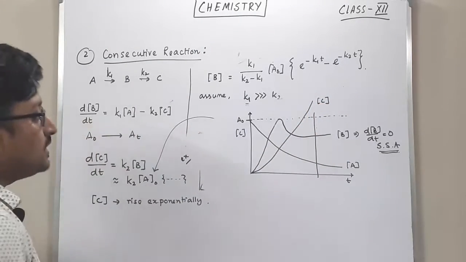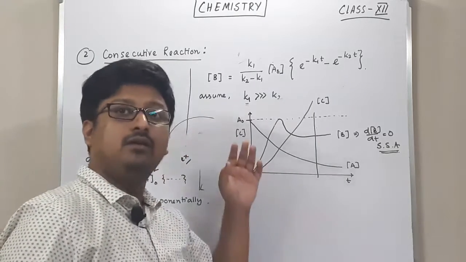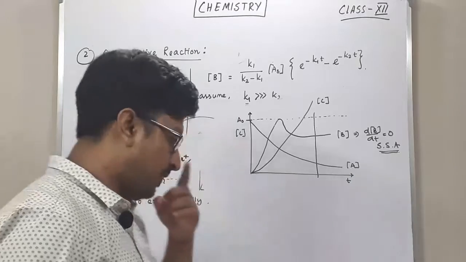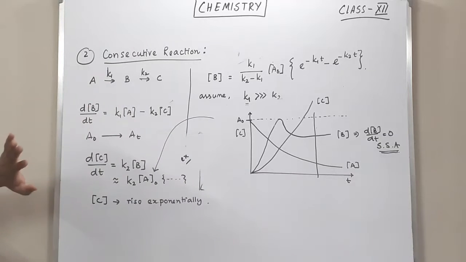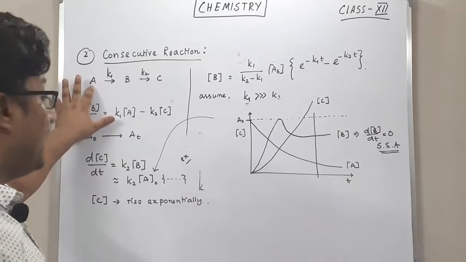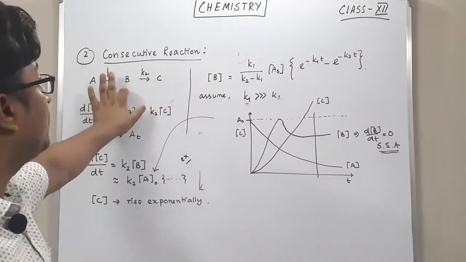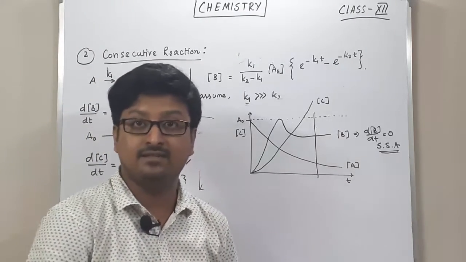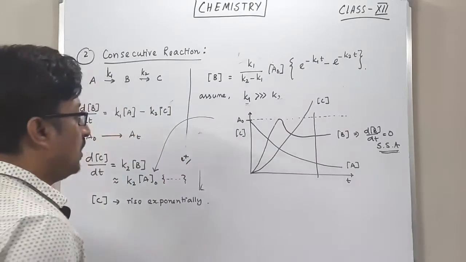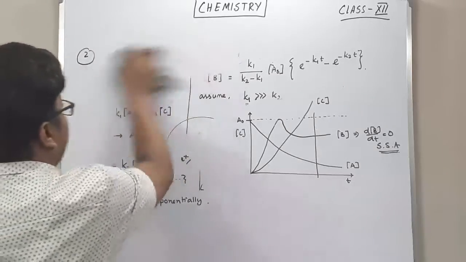Okay. So now this is the nature of the graph that we did for consecutive reactions. Now, in different organic reactions, a reactant is converting to the product via formation of an intermediate. So you can think about the SN1 reaction as this.